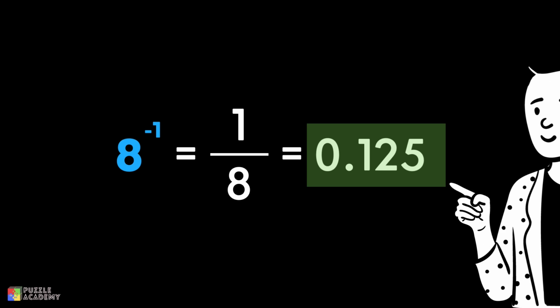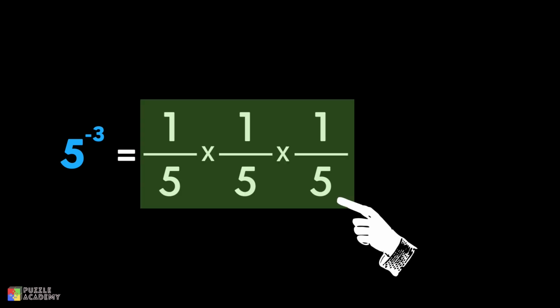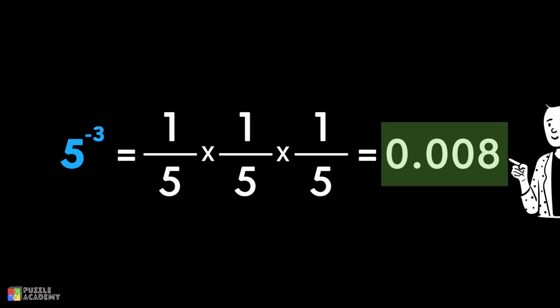We can continue on like this. For example, 5 raised to negative 3. Also, that is equal to 1 over the number. The number is 5, which is the base. 1 over 5 times 1 over 5 times 1 over 5. So if we simplify it, that is 0.008.